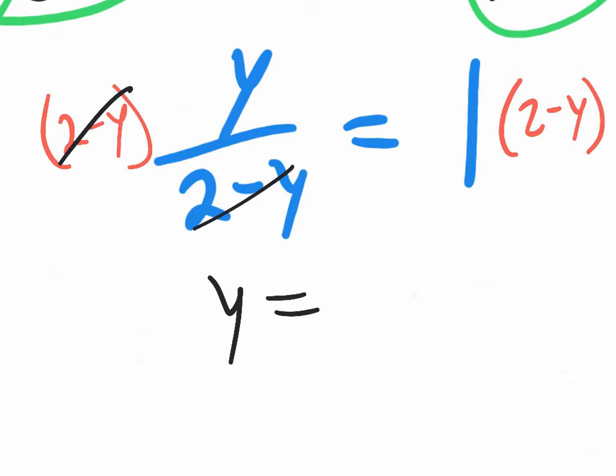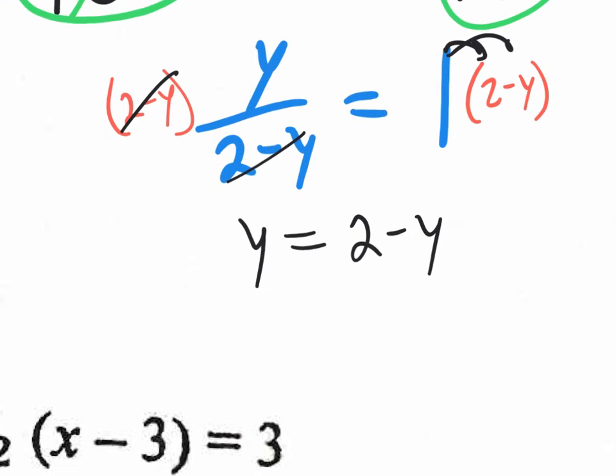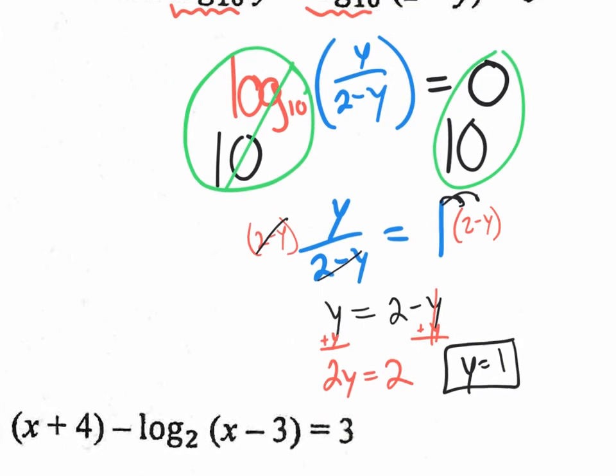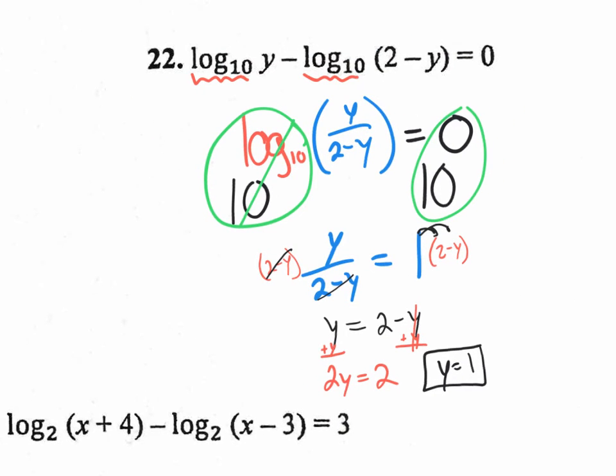Y equals, and if you distribute, nothing will change. It's still 2 minus y. So let's solve this thing by getting y's to one side and get rid of that minus y by doing a plus y. I will have 2y equals 2, which means that y equals 1. So there is my answer for number 22.